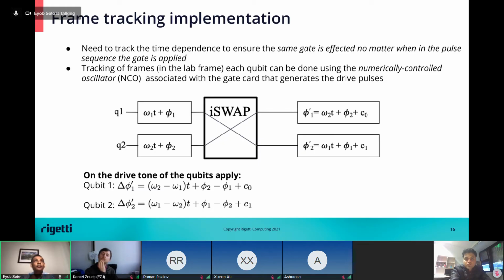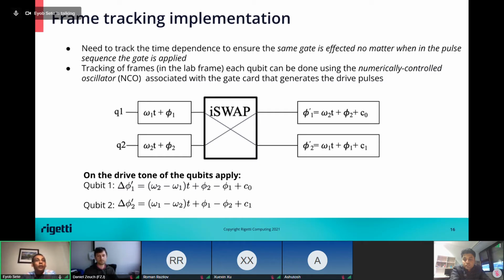So we need to track the time dependence to ensure the same gate is effected no matter when in the pulse sequence. Say you are running some circuit, so you apply one iSWAP here and at a later time another iSWAP. In that sequence, whenever it is applied, it should be repeatable. So no matter what I apply, the gate is repeatable. That's very important.